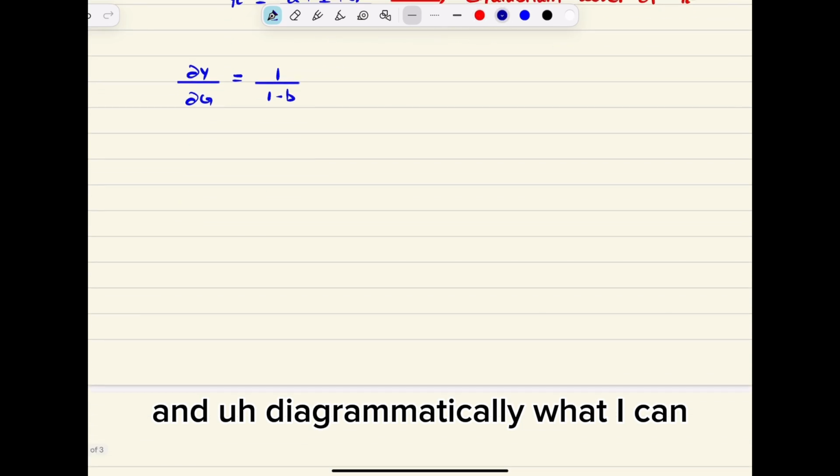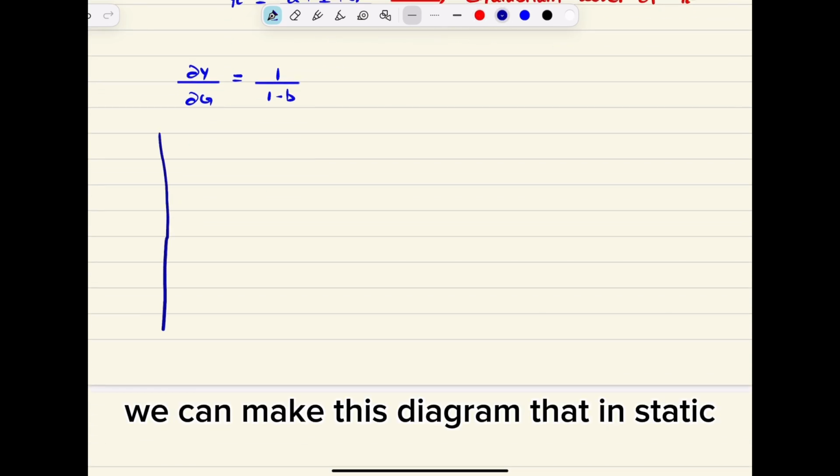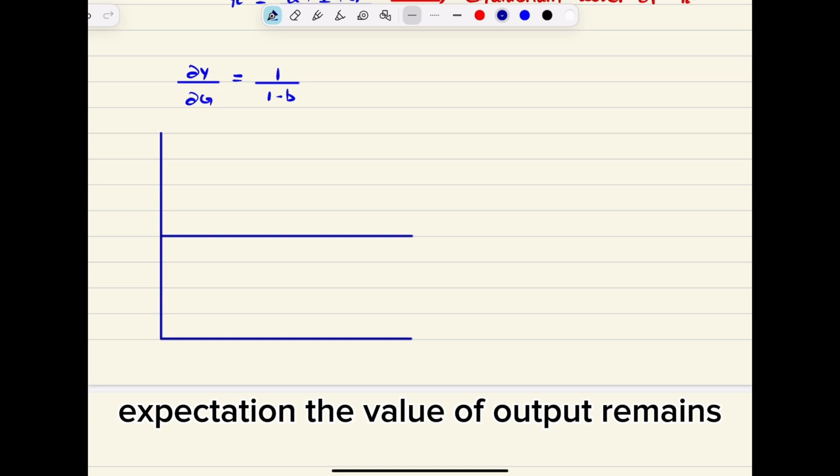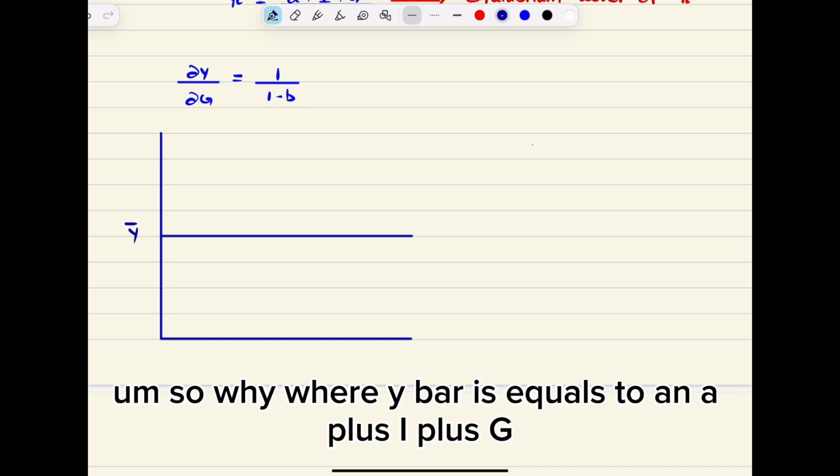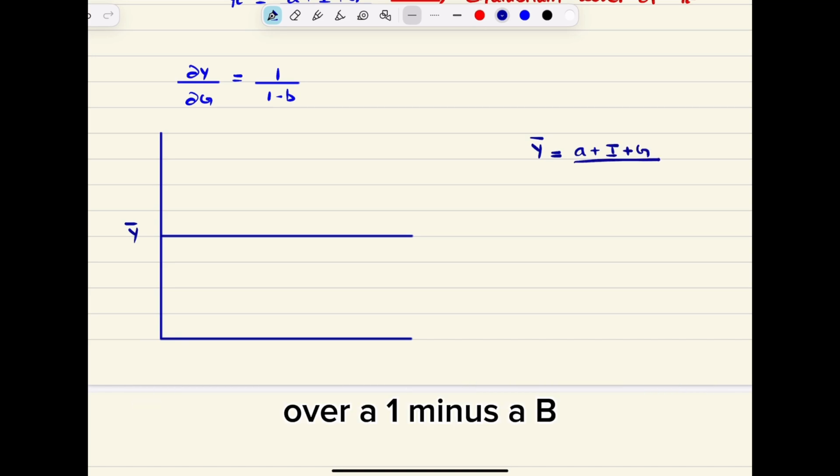And diagrammatically, we can make this diagram that in static expectation, the value of output remains at, let's just call it y bar. So where y bar is equal to a plus I plus g over 1 minus b.